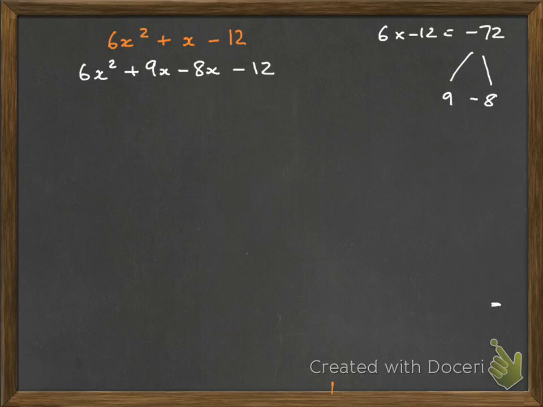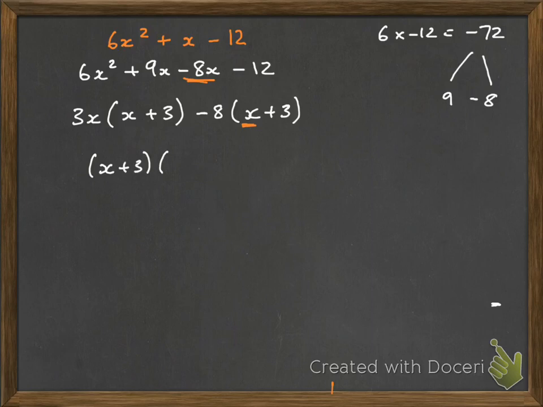Now I just factorise the first two terms, so I can take out 3x. That leaves me with x plus 3 in the middle. I know I'm going to need x plus 3 over here as well, so now I can compare what I multiply x by to get to minus 8x. So I'm going to need minus 8 outside that bracket. Then I factorise it again, take the x plus 3 out, and I'm left with 3x minus 8 inside my bracket. Nicely done.